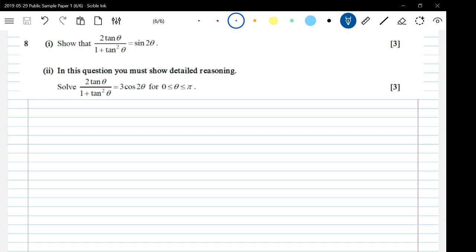Okay, here we are with question 8. One of those ones where you've got to prove an identity. Now you've got your choices here about how you're going to do this. Clearly you've got to start with the left hand side, I would say. And what might you do?